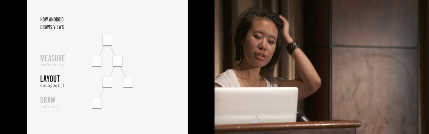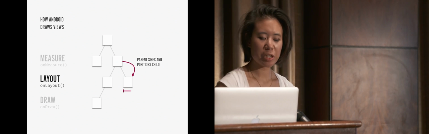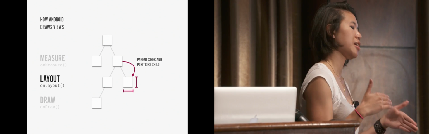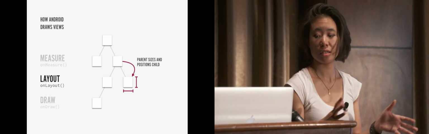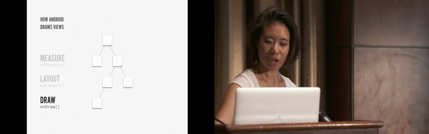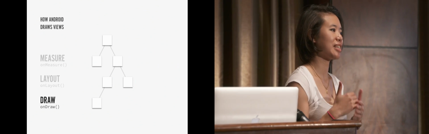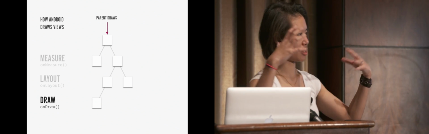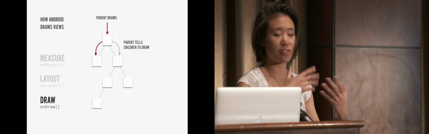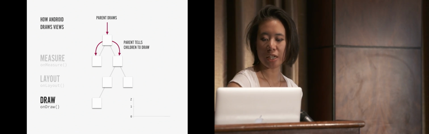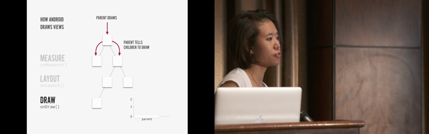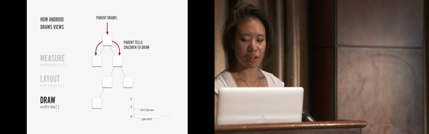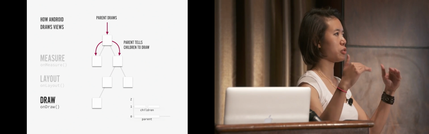Okay, so after measure comes layout. And layout is when a parent positions a child. So it'll assign it a final position and size on the screen. And finally, draw. Once everything is nicely measured and nicely positioned, they will actually start drawing. Drawing starts with the parent drawing itself, and then requesting each of its children to do the same. Something interesting to note is that whoever draws first ends up lower on the screen. So a parent will draw itself, and then when its children draw, those children will draw on top of the parent.